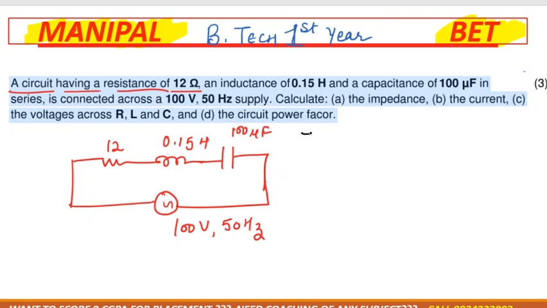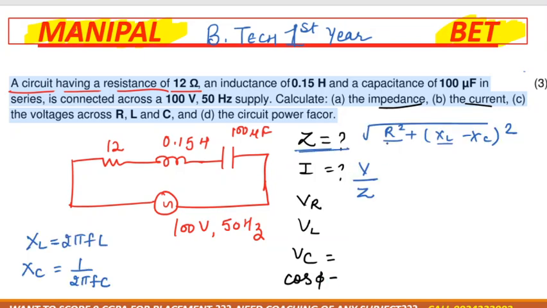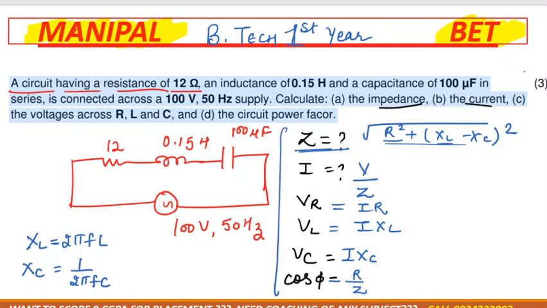Okay. So now you need to calculate Z impedance, current, voltage across R, voltage across L, voltage across C, and the power factor, that is cos phi. So now you tell me first. Z we can get, I we can get, VR is I into R, VL is I into XL, VC is I into XC, and cos phi is R by Z. You have all the values, then you can simply solve it.